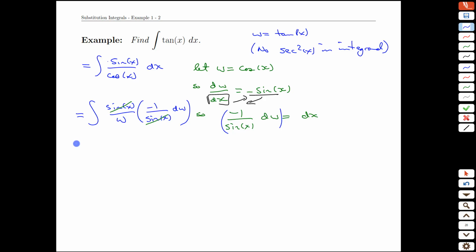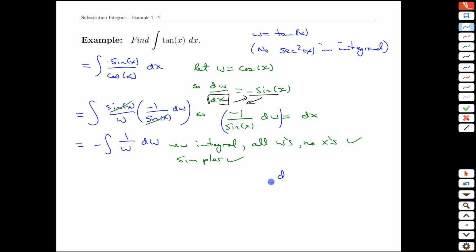Doesn't look too nice at first until we recognize we have that cancellation. The two sines cancel, and we end up with negative the integral of 1 over w dw. Perfect. This is a new integral, and that new integral is all w's, more explicitly no x's, so check, and it is simpler. Check. So we've made some major strides here, turning the integral of tan of x, staring at that for hours, no idea what to do, and trading it in for the integral of 1 over w.